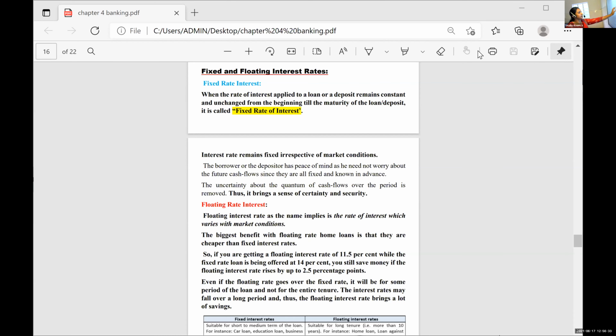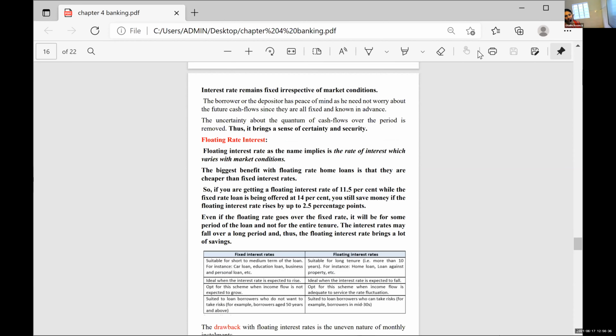And the next interest rate is floating rate of interest. As the name suggests, floating rate of interest is the rate of interest that keeps on changing. As RBI keeps changing the interest rates based on the economic conditions, the market conditions, the banks will also change the interest rates. Okay. So, such interest rate which keeps changing, that is called floating rate of interest.